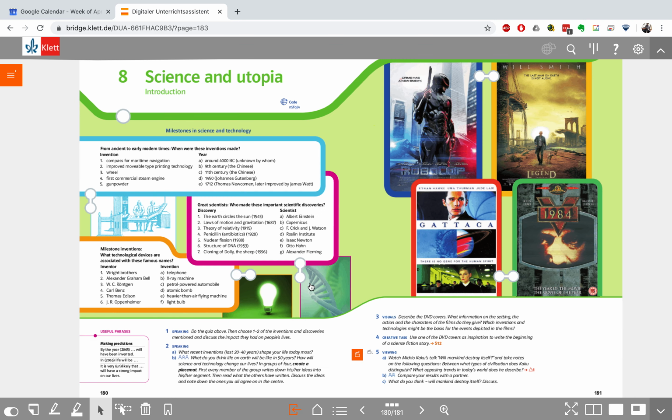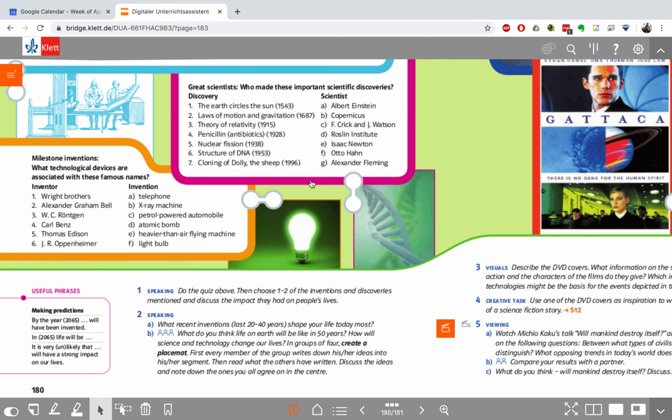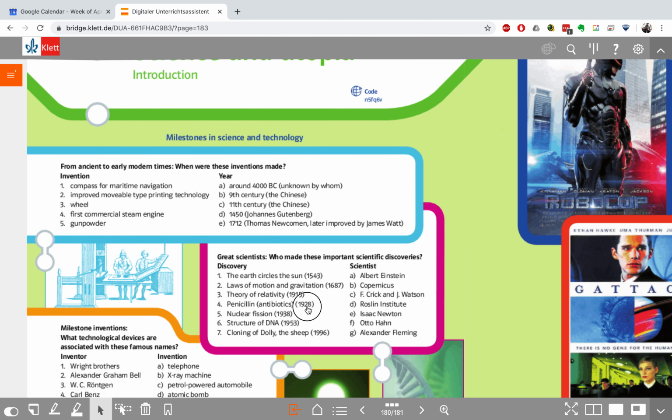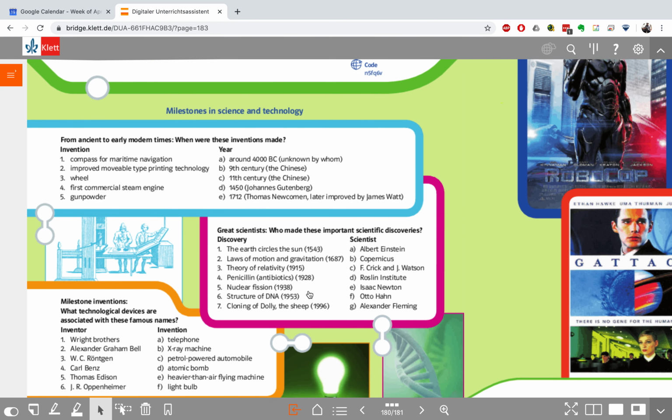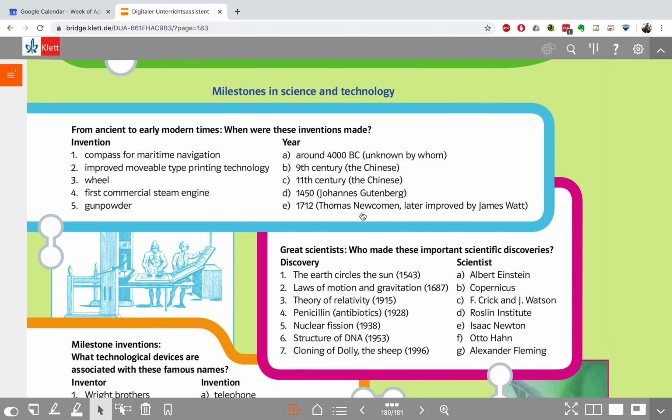Your first task was to do the quiz above, then choose one or two of the inventions and discoveries mentioned and discuss the impact they had on people's lives. So, the quiz. From ancient to early modern times, when were these inventions made? Invention 1, compass for maritime navigation. Well, maritime navigation is not that old. The compass itself is not that old.